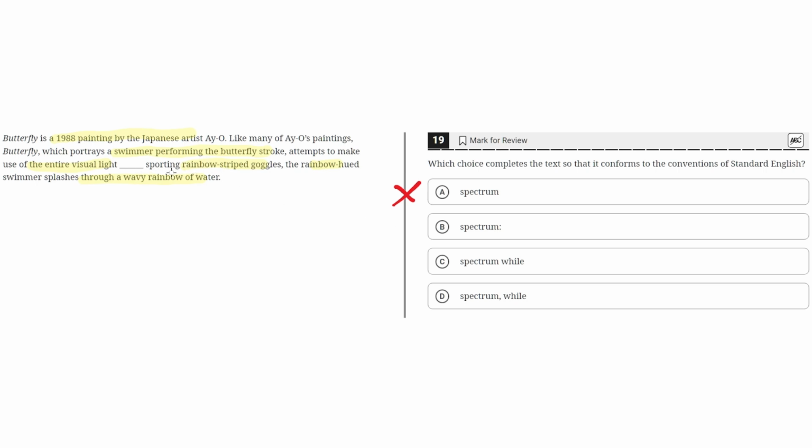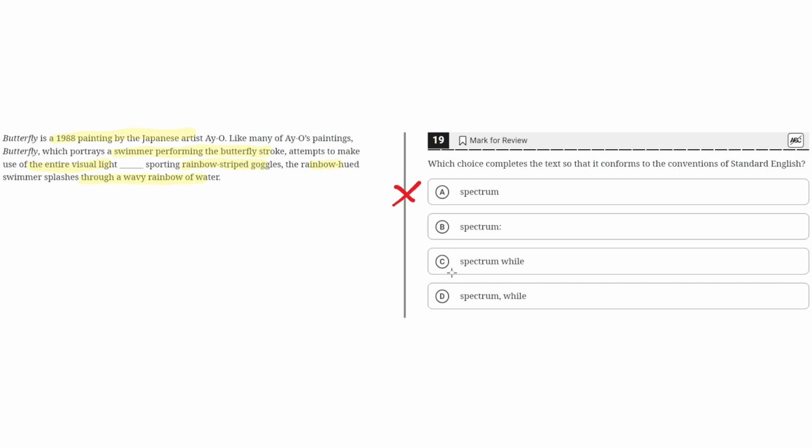B. Spectrum, colon. This seems to be the correct answer because a colon properly highlights that what is said after the colon is an elaboration on what was said earlier. And this is the case because the first part of the sentence highlights how this painting attempts to make use of the entire visual light spectrum. The part after highlights how the rainbow-striped goggles and the rainbow-hued swimmer splashes through a wavy rainbow of water, which shows the entire visual light spectrum. And because the part of the sentence before the colon is a complete sentence, B seems to be the correct answer.